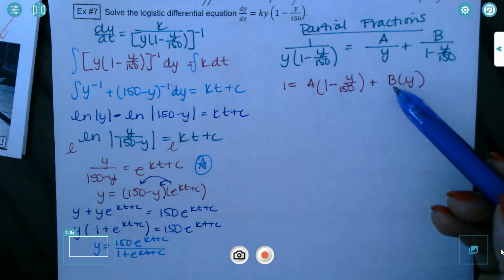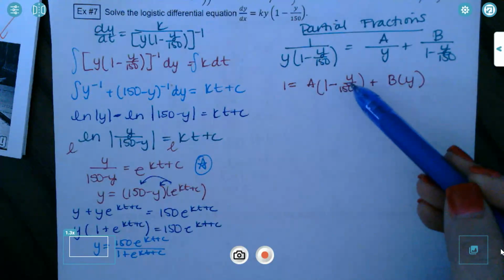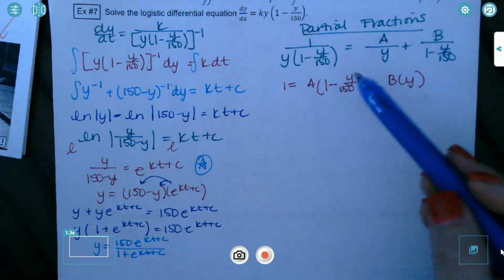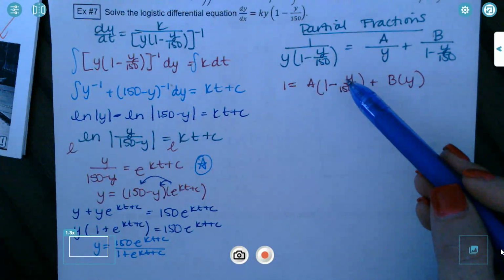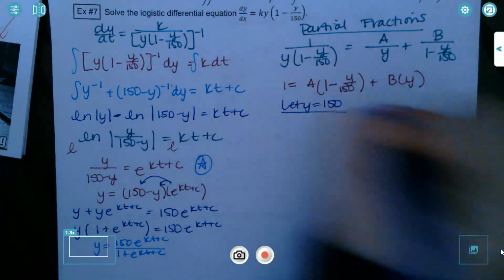To cancel out a and to cancel out b. So for a, ultimately I want this right here to be 1, because 1 minus 1 is 0 and a times 0 is 0, and then I would just be left with b. So what would make this 1? I want y to be 150. So I'm going to let y equal 150.